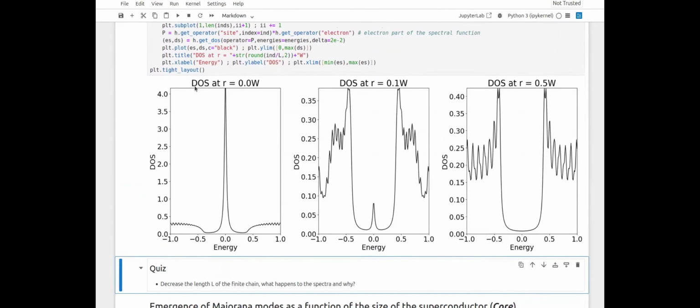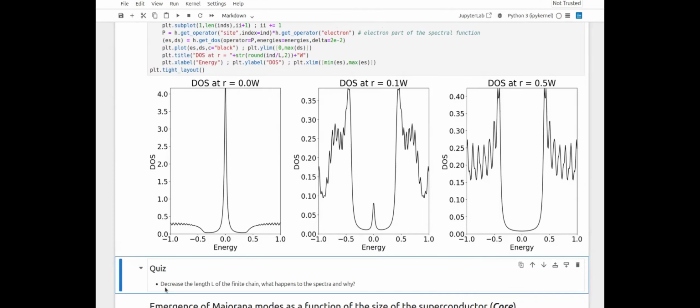So if we look at the density of states right at the edge, what you see is a peak at zero energy, right? This is the zero energy mode that we were discussing before. Then you start going towards the bulk, and you see that the amplitude of your zero energy peak decreases. This means that the amplitude of your zero mode wave function becomes smaller as you go towards the bulk. And then once you are exactly in the bulk, your zero mode disappeared and you just have your bulk states.